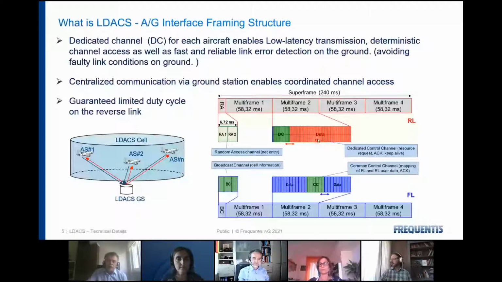In green, you have on the reverse link the dedicated channel, and on the forward link the common control channel. These 2 channels are responsible for requesting resources and allocating resources to the different aircraft. The dedicated channel is, as the name says, dedicated to each aircraft, and this enables a low latency transmission since each aircraft has the possibility, at least within a superframe, to get access to the reverse link and can request resources. With this, we also have a keep alive, and we have the possibility to quickly and reliably detect link errors on the ground, avoiding faulty link conditions, which is an issue especially for the multi-link concept, where you need to know the state of the different air-ground links.